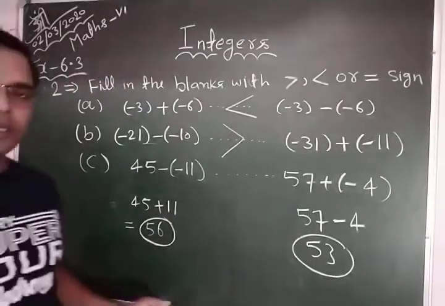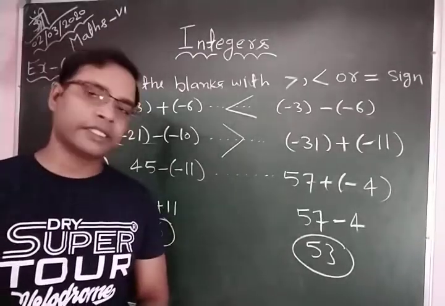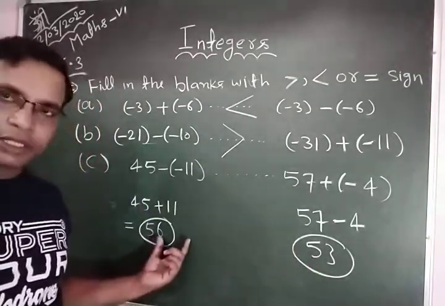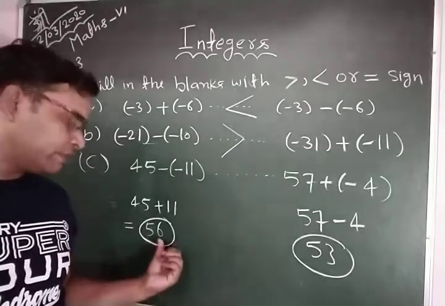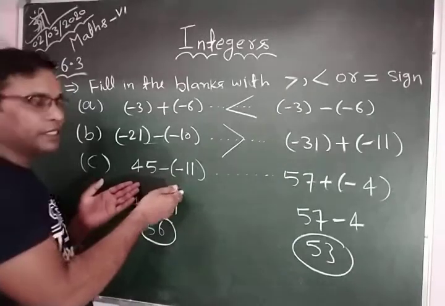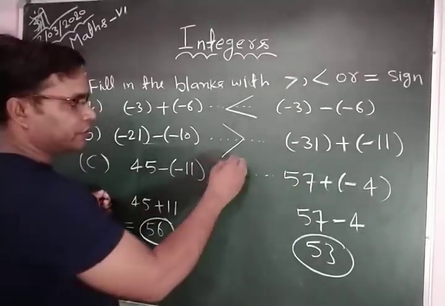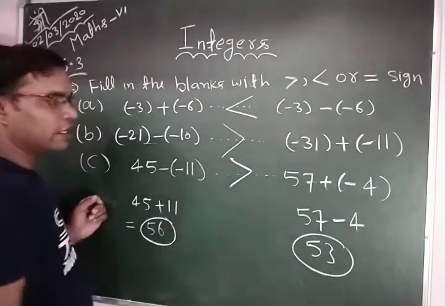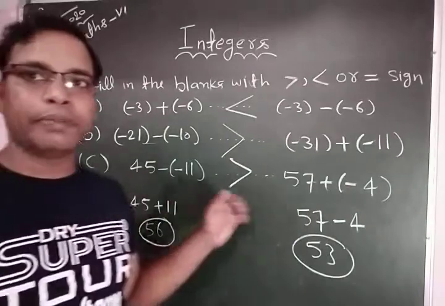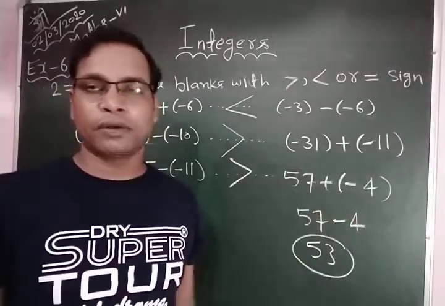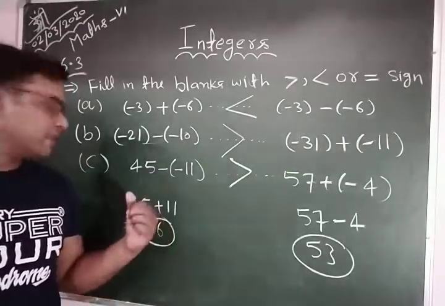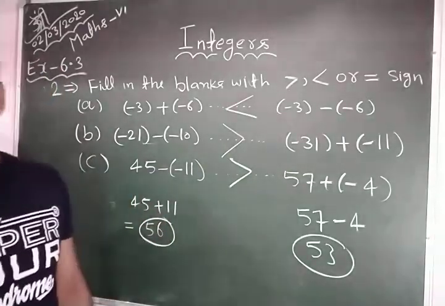So here you can see 53, and here 56. Which is greater, 53 or 56? Both are positive integers. I hope you can say 56 is greater than 53. So it means that this side is greater than that side. Okay. So use this symbol. You can read it: 45 minus minus 11 is greater than 57 plus minus 4. Okay. Now we are going to discuss the next part, D part of question number 2.